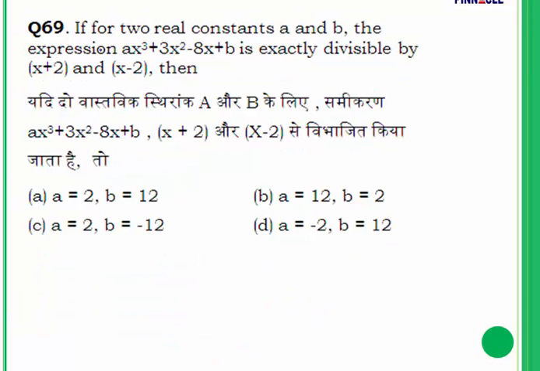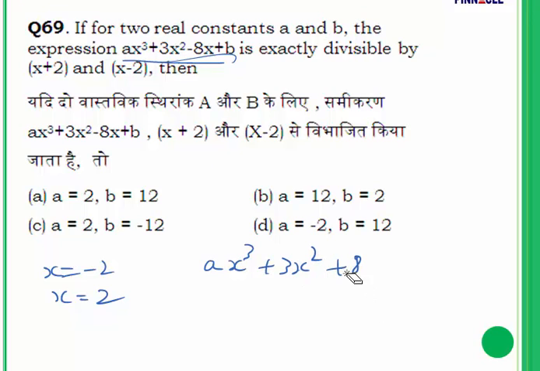Question number 69. Here, if for two real constants a and b, the expression ax cube plus 3x square minus 8x plus b is exactly divisible by x plus 2 and x minus 2. It means you can make it x minus 2 and x plus 2. x is equal to minus 2, because this expression will be 0 when we put the value here. It's exactly divisible, means it will make it 0.